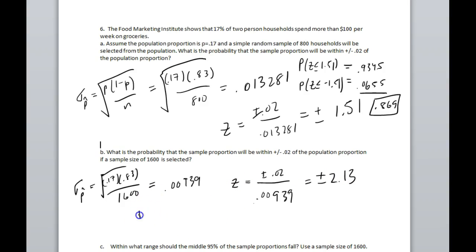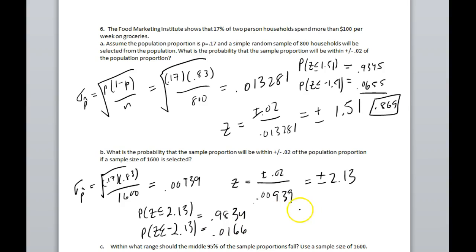Excuse me. This is a little bit of my sickness showing through. So we want z less than negative 2.13, and we subtract those two table values, and that gives us 0.9668.